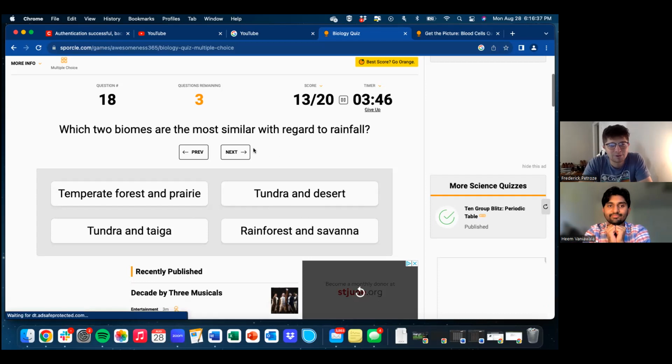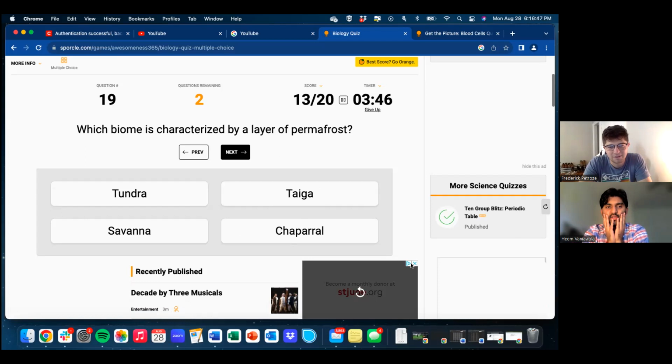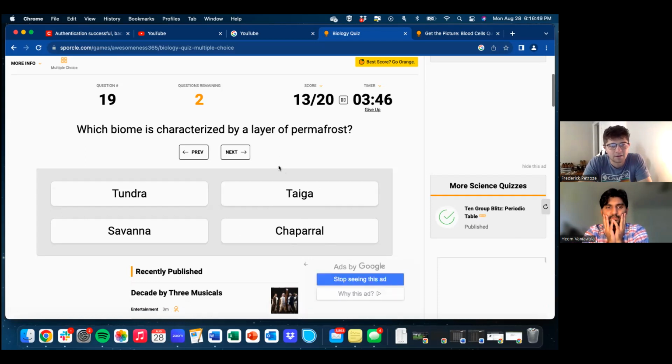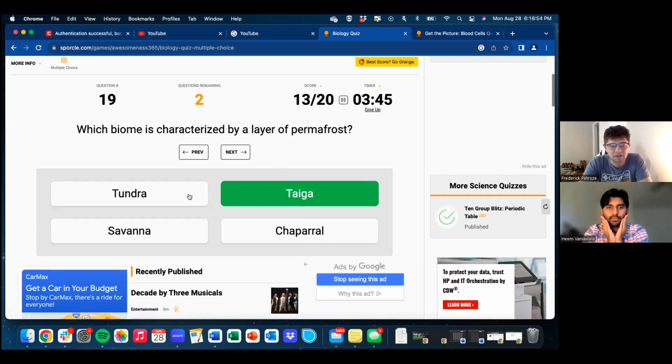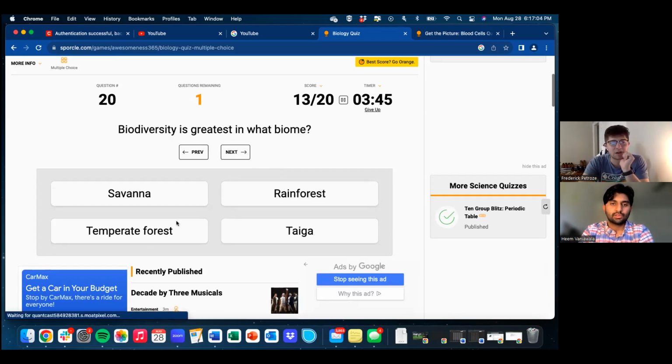Okay, which two biomes are the most similar in regard to rainfall? I guess I'm taking too long, or my clicks are being delayed because of all the ads. Okay, layer of permafrost. It's either taiga or tundra. I guess it's taiga. I don't understand this. Okay, biodiversity is greatest in which biome? It's the rainforest. I know that one for a fact. Even if it pops up because of a bad click, it's the rainforest. Okay.